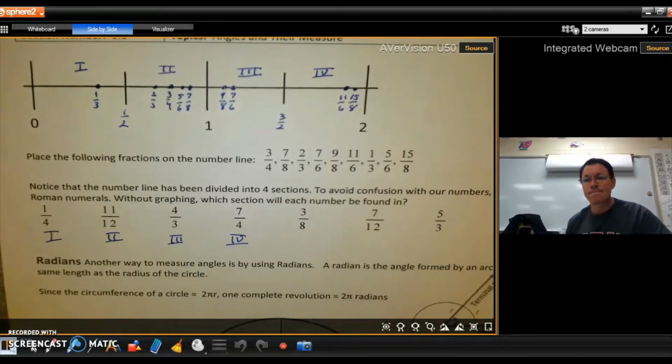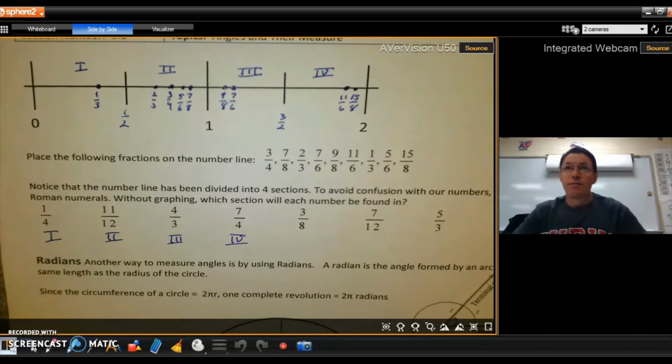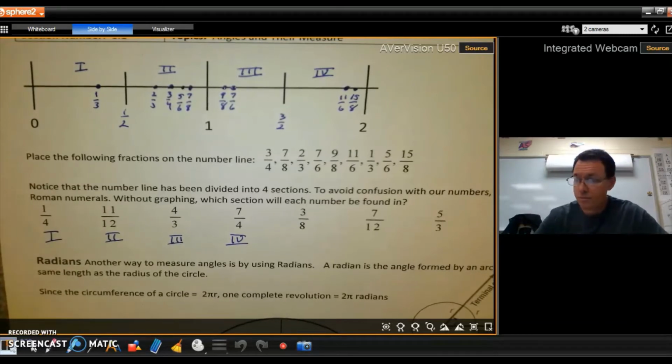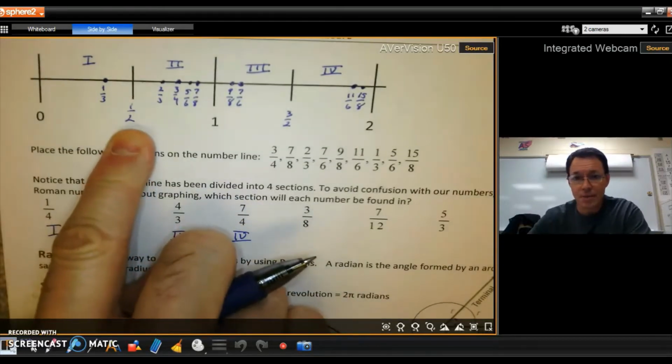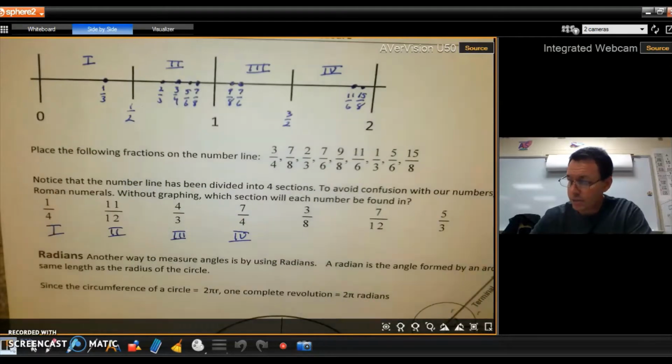3/8. Okay, 4/8 is a half. So that's right there. That's kind of that boundary line. So it's going to be a little bit less than that. So 1.